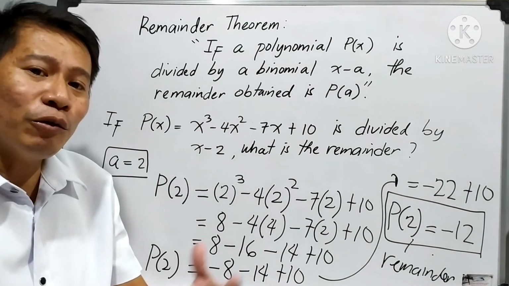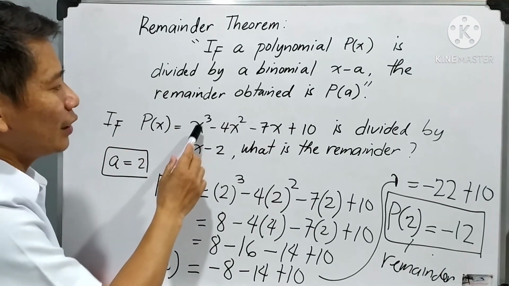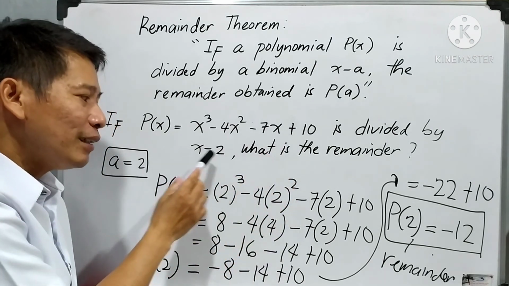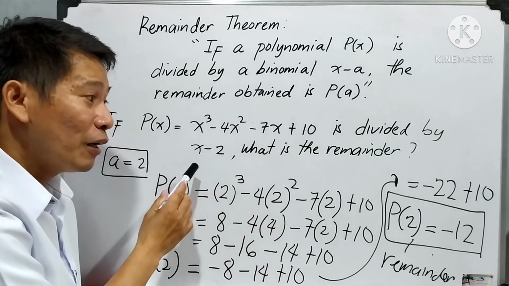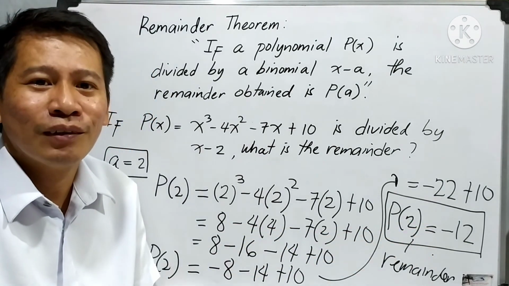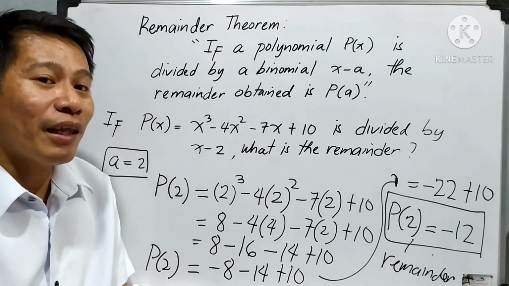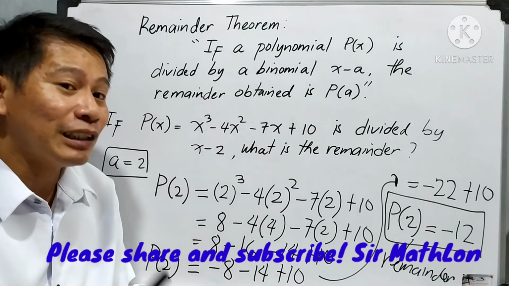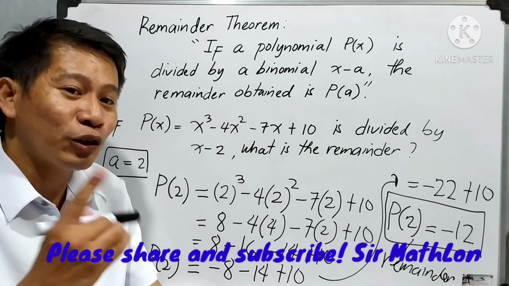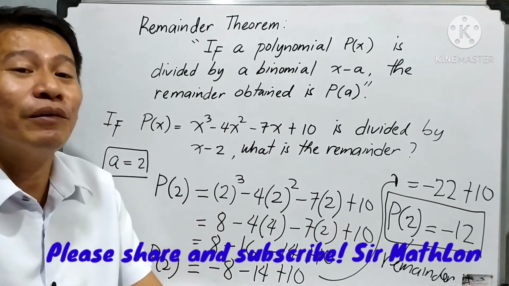Okay. So in other words, if you divide this p of x, x cubed minus 4x squared minus 7x plus 10, by this binomial x minus 2, the remainder will be negative 12. You may check it. You may use the long division method or synthetic division and see if the remainder is really negative 12. And I assure you, the remainder is negative 12. And that is the remainder theorem.